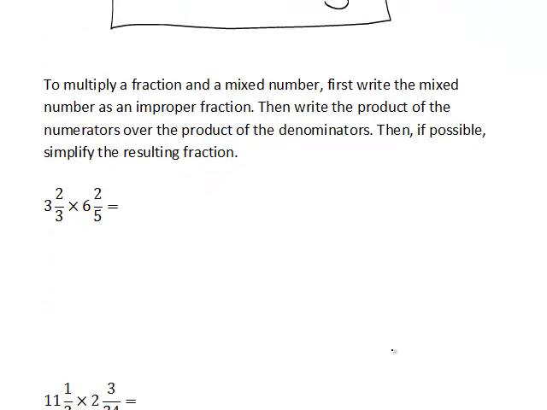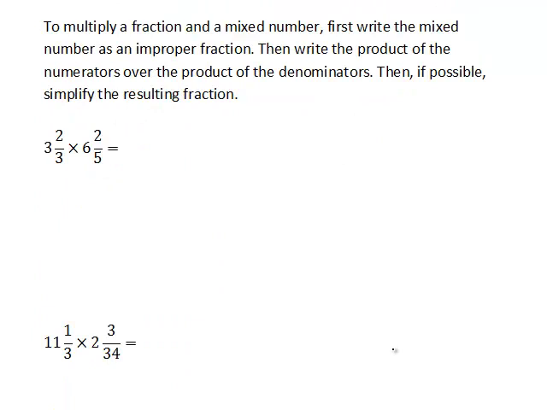They're equivalent answers. Okay, to multiply a fraction and a mixed number, we write the mixed number as an improper fraction. Then we write the product of the numerators over the product of the denominators. In other words, we convert to an improper fraction and then we multiply the way we have been. So let's look at this first problem here.